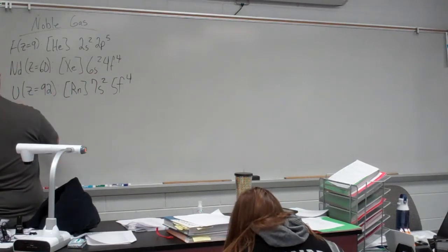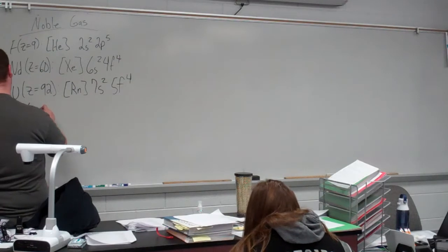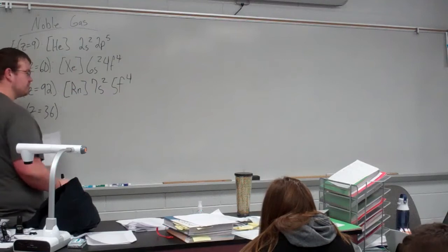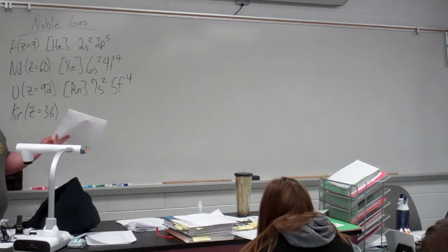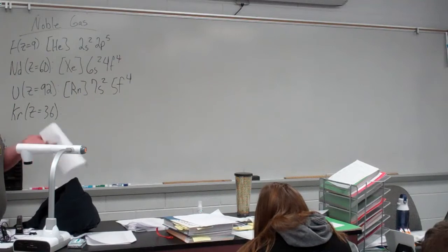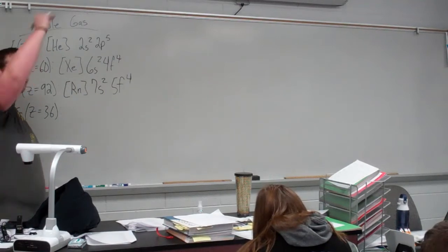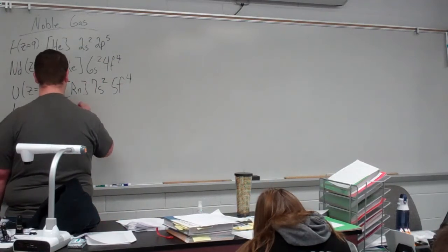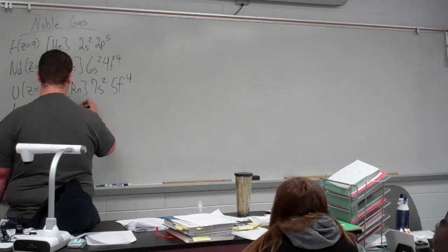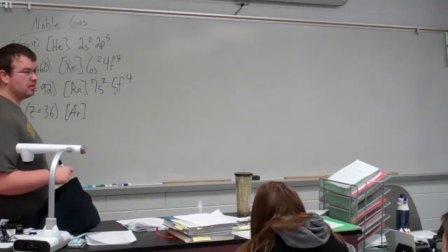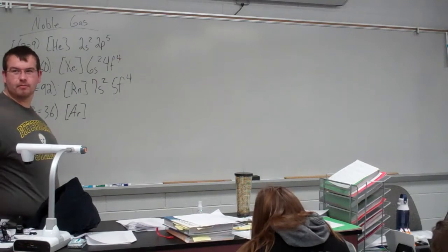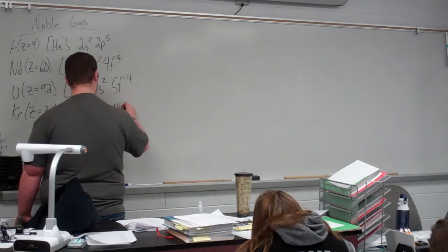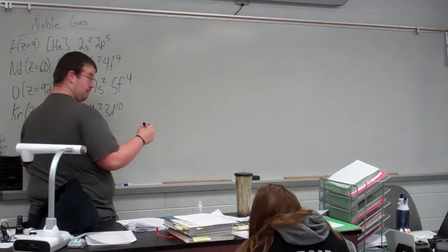Then we got krypton. I did these last two on purpose. You cannot just put the noble gas in square brackets and say there's the noble gas configuration. It doesn't work like that. Remember, you always have to go up a row. So you go up a row from krypton and you get what? Argon. Then you fill in from argon, starting at 4s2, 3d10, 4p6.